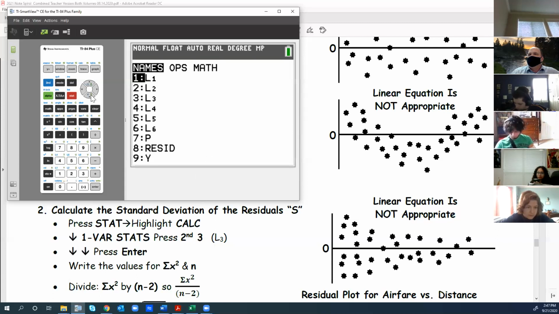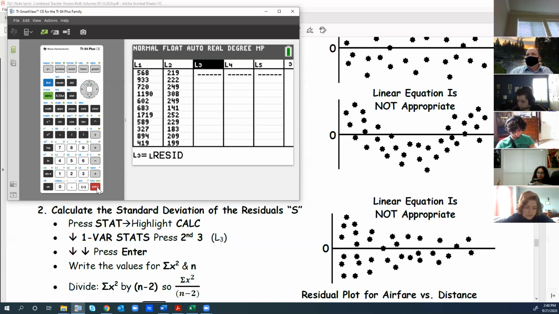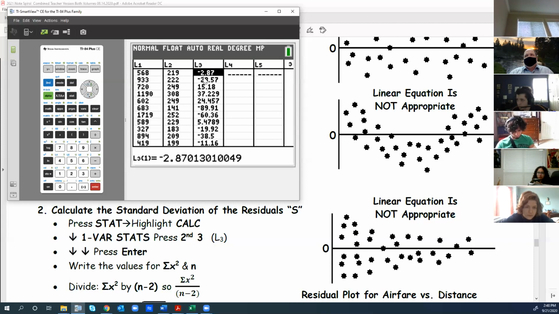So I turn that on and I go all the way down. In this case, it's on number 8. I think a lot of times it shows up on number 7, but regardless, it's showing up on your calculator somewhere. Select that, press enter, and now we're going to press enter again, and it populated all my residuals. That's how far off I was.